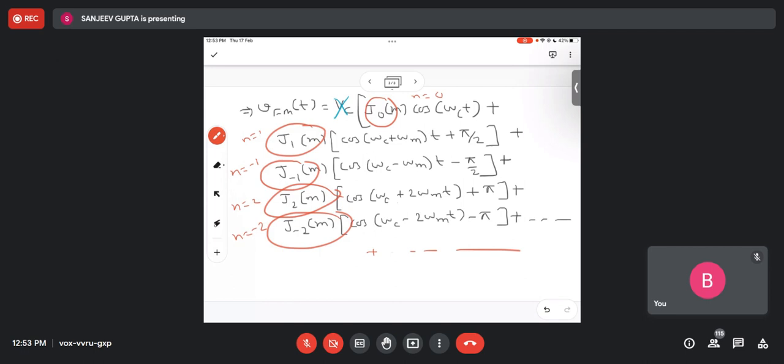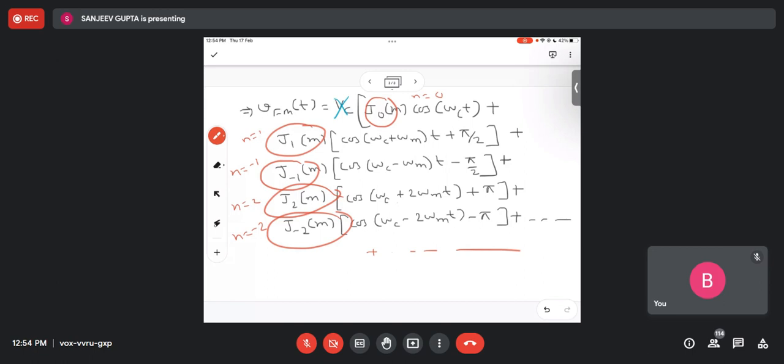So first is the carrier. Okay. And then we have another frequency, which is what we call omega c minus omega m, just like we have in the AM, and omega c plus omega m. But that time we had only the first two frequencies and the carrier. But now we have many other frequencies: omega c plus 2 omega m, omega c minus 2 omega m, omega c plus 3 omega m, omega c minus 3 omega m, and so many frequencies.